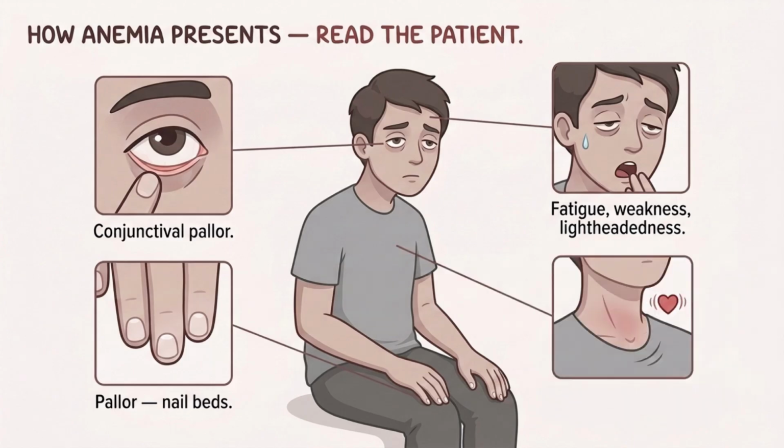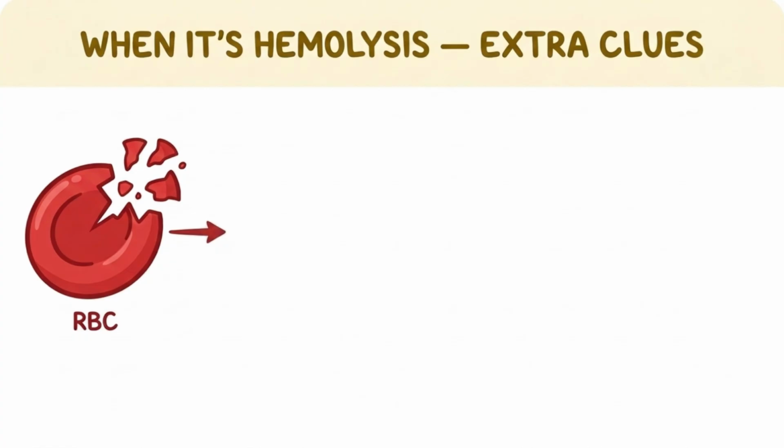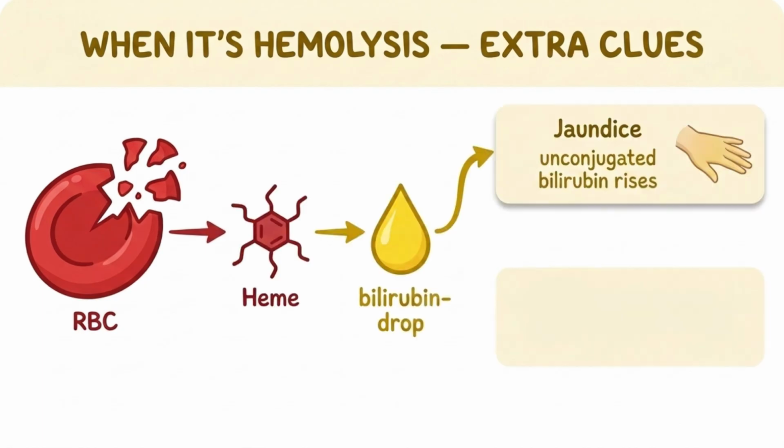And because the cardiovascular system is compensating, we can get tachycardia, palpitations, and dyspnea on exertion. That's pretty straightforward. But if the anemia is specifically due to hemolysis, we get some additional findings. One important feature is jaundice.